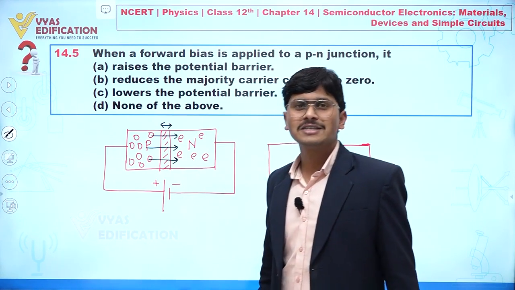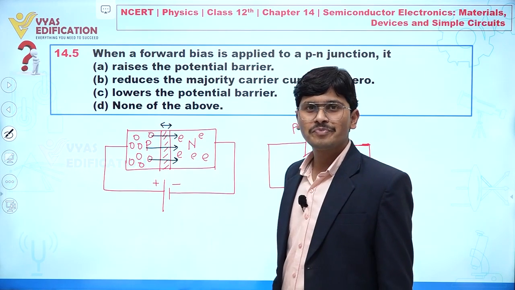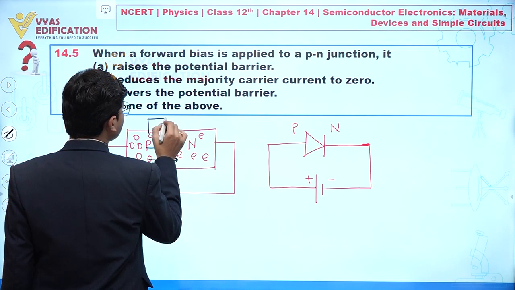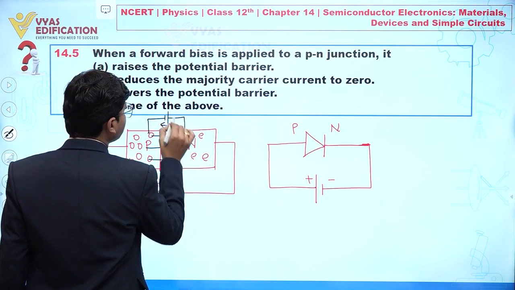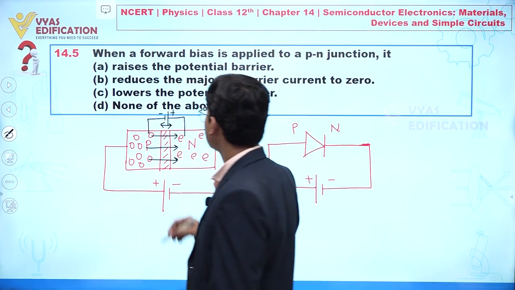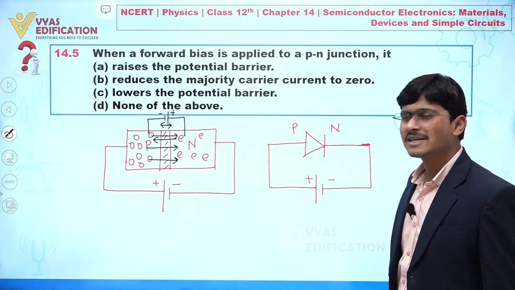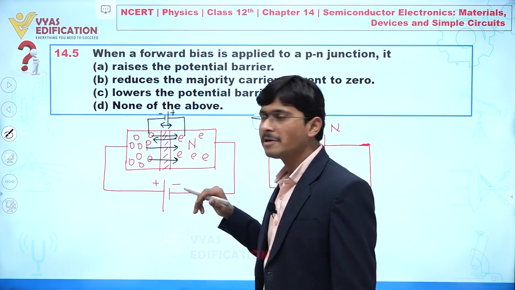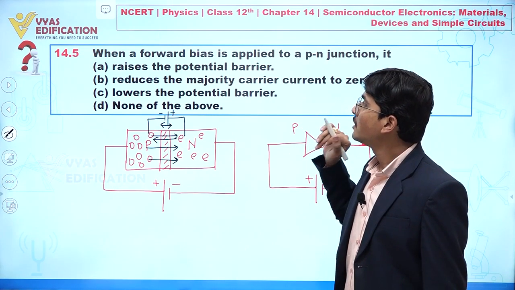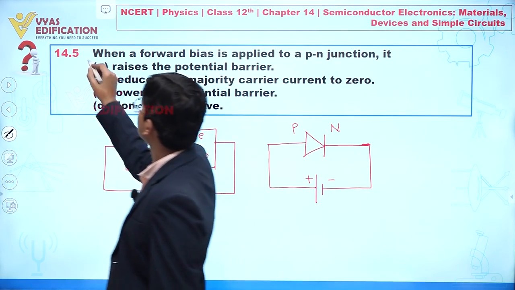Let us try to understand each option one by one. When a forward bias is applied, does it raise the potential barrier? No. Potential barrier means, let's suppose you assume an imaginary battery, connected with positive on this side, so the electric field acts this side. Whenever we apply forward bias, it actually reduces the potential barrier. It means option A is wrong.